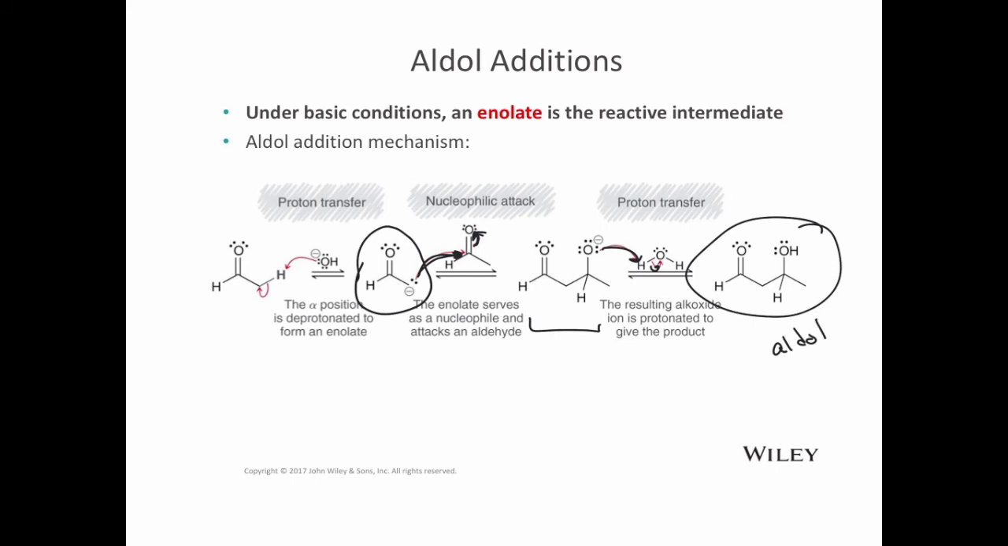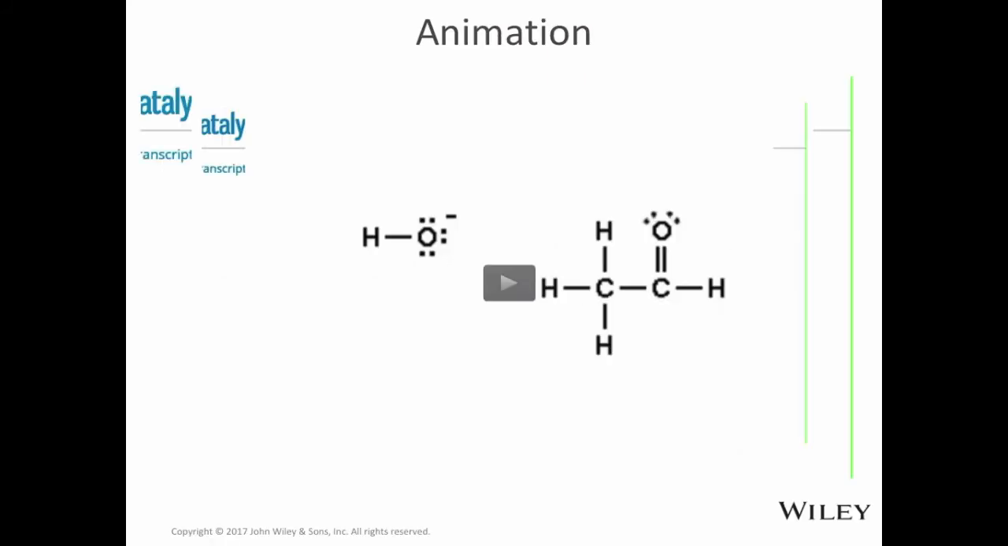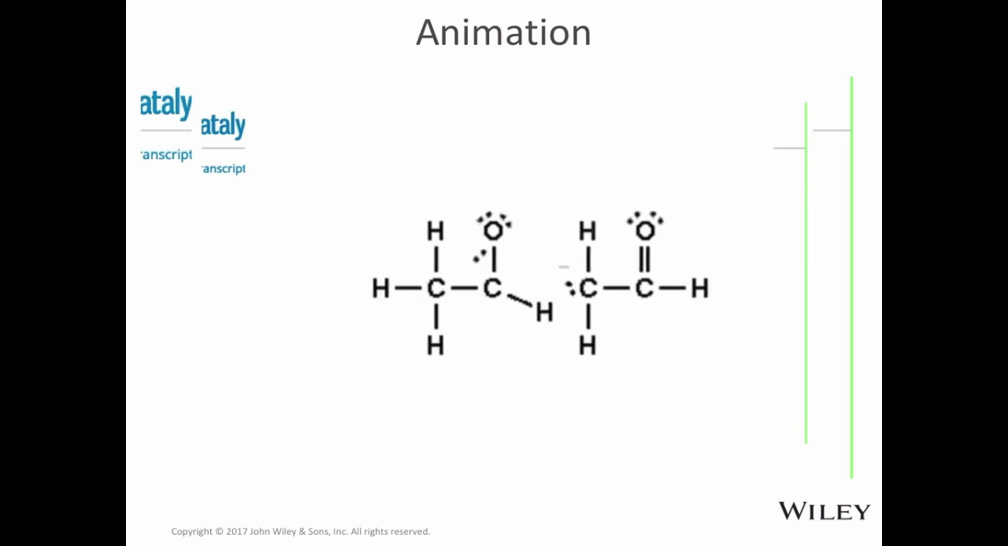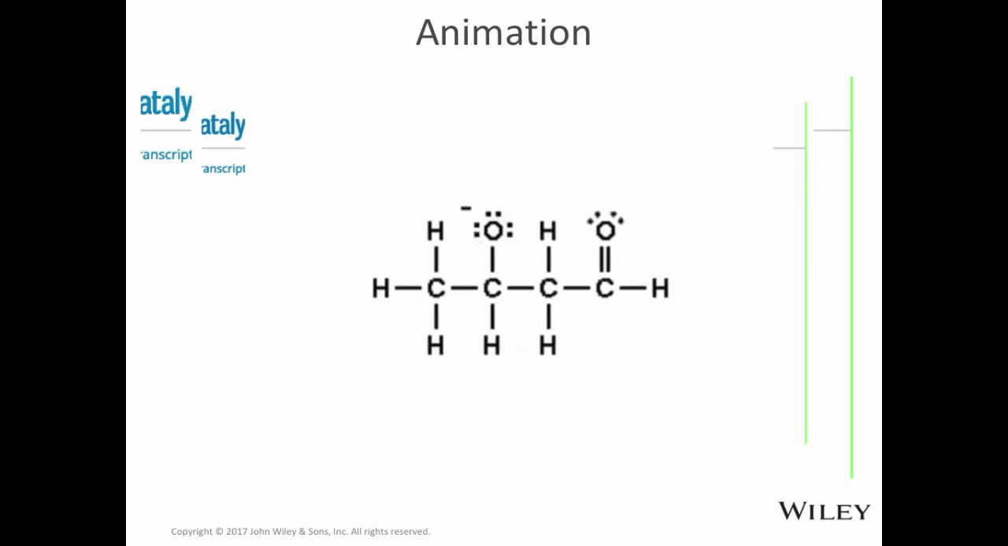So the new bond that was formed is this carbon-carbon bond right there. So here is an animation of the aldol. So the hydroxide removes an alpha proton from one of the aldehydes, and now that enolate attacks a second aldehyde. And then that O minus will get a proton from water. And then there's your aldol product.